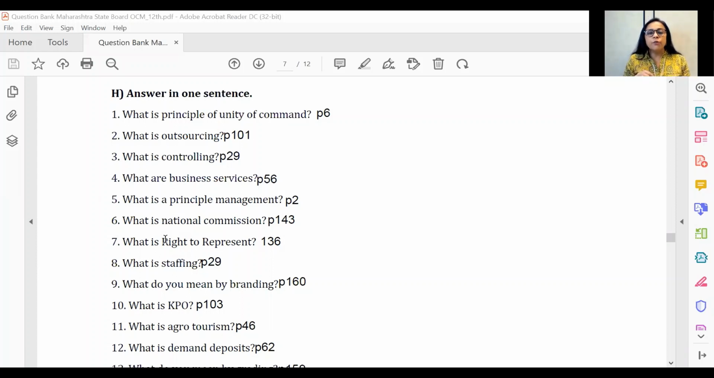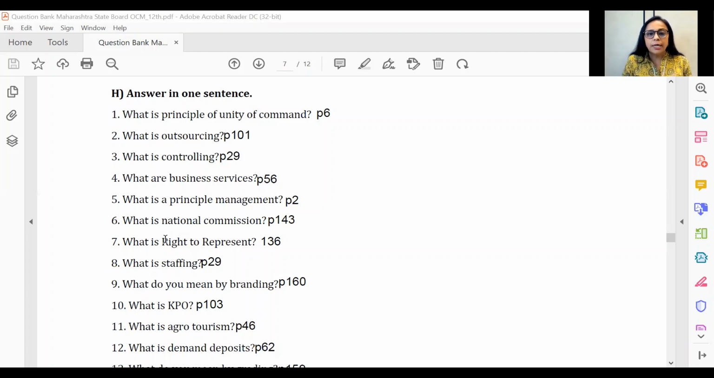It will be a wonderful practice for you all to actually go to the textbook, turn the pages and refer to the answers. Remember, this is answer in one sentence, so we don't really expect a very long answer. One single sentence explaining that concept should be more than enough. All right. Mind you that some of these questions could also be asked for 2 marks.